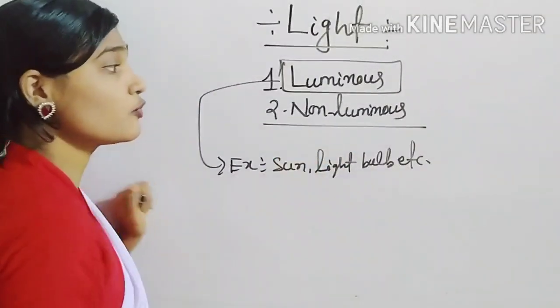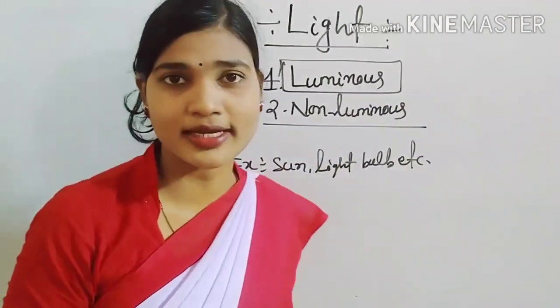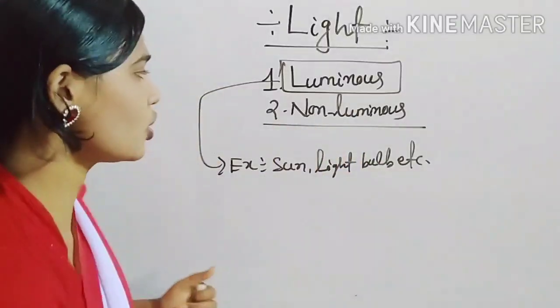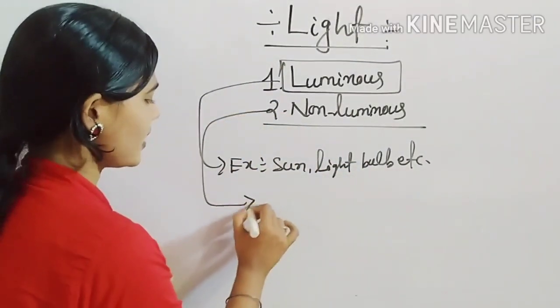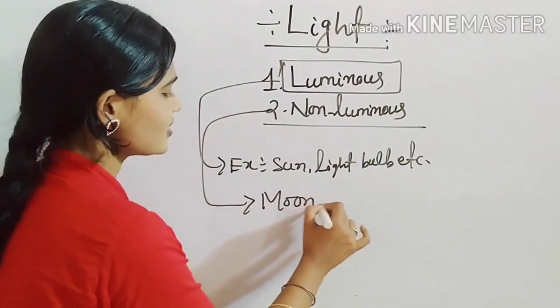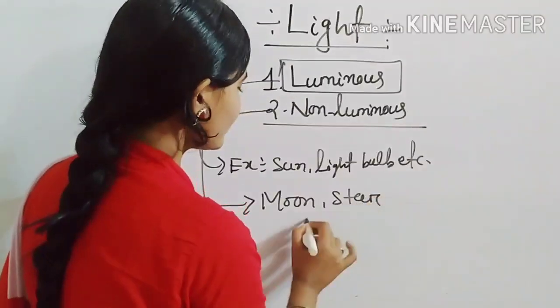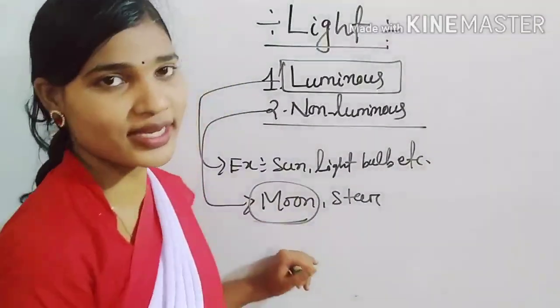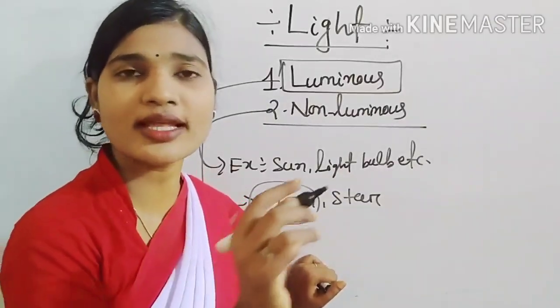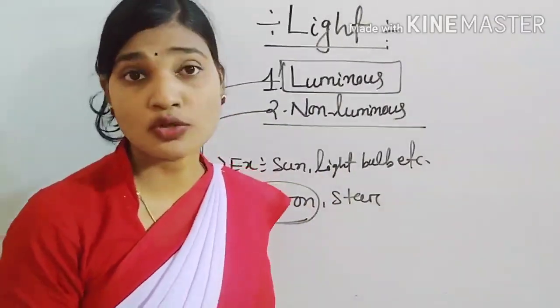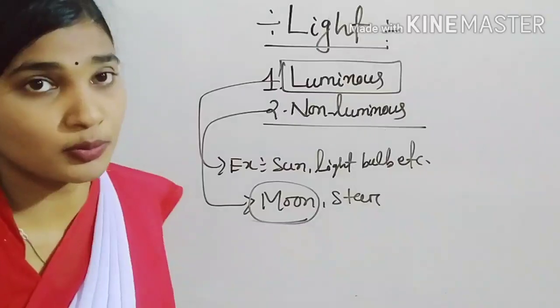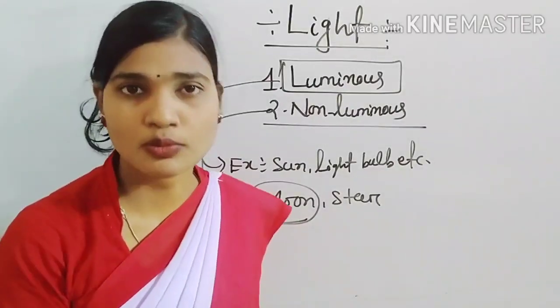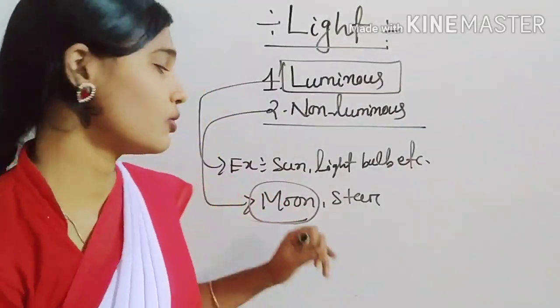The objects which don't have their own light are known as the non-luminous objects. What are the examples? Examples are the moon and stars. We can see the moon because the sun shines on the moon. If there is no sun, we cannot see the moon. Okay?